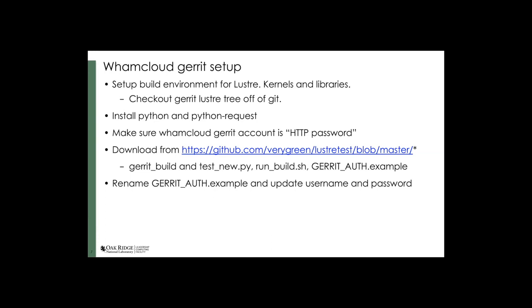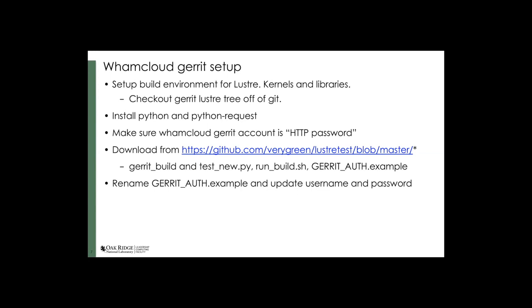And that's the WamCloud setup. So WamCloud adds a lot of extras on top. You're going to need Python and Python requests installed. And of course, you have to set up all your build environment for Lustre, your kernels and libraries. You have to check out the Gerrit checkout of Lustre. Then you make sure that your WamCloud has an HTTP password for your Gerrit account. And then you have to download it.